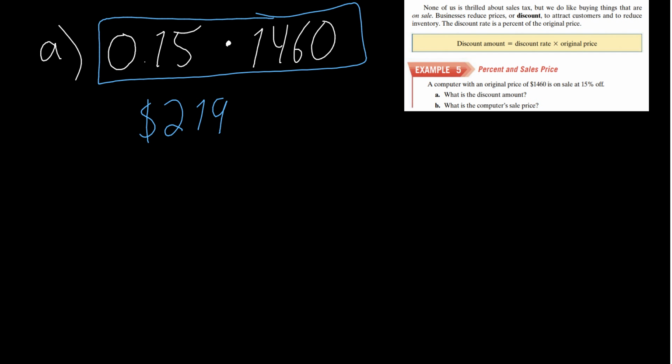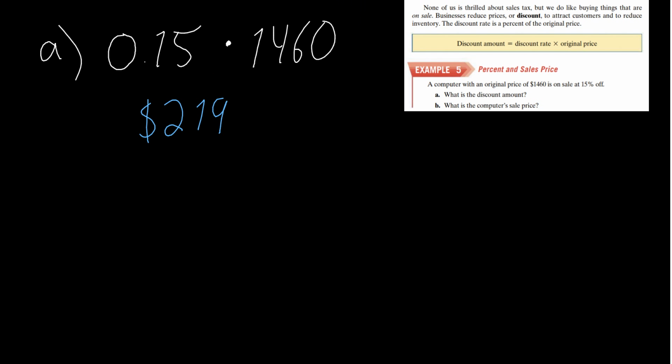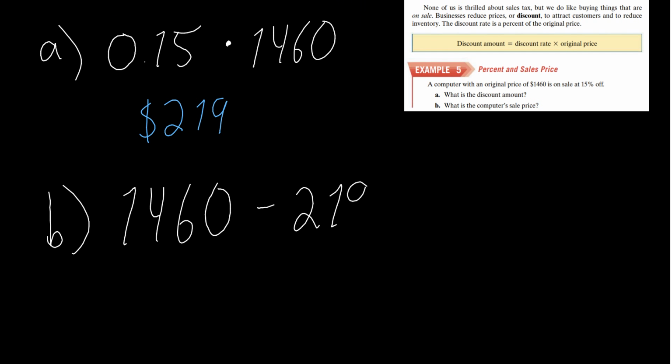So that's my discount. And then B reads, what is the computer sale price? So if the price is 1,460, and then I subtract my discount of 219, that would give me a total price of 1,241. And that's it. We take the total price, multiply it by the discount, and again, it's very, very important.